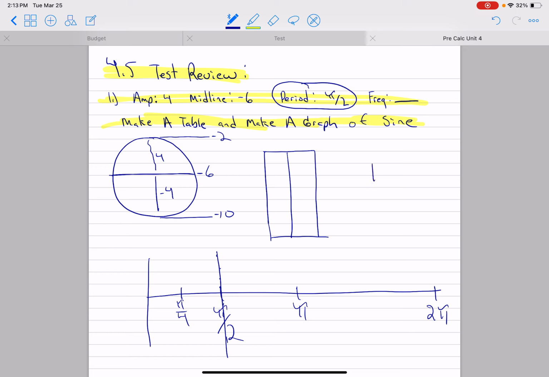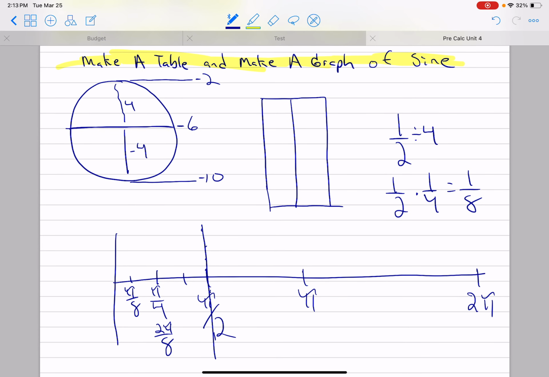So I'm going to take 1/2 divided by 4 equal parts, which is 1/2 times 1/4. So each part is 1/8. So I have pi over 8. 1/4 is 2 pi over 8, just in case that was unclear. And this is 3 pi over 8. And then we get pi over 2, which is 4 pi over 8.